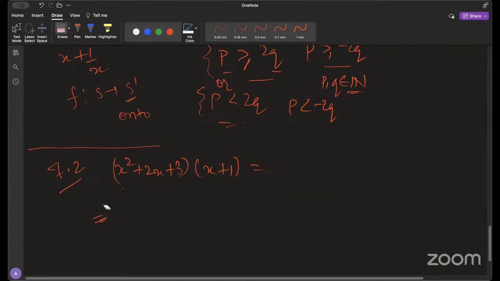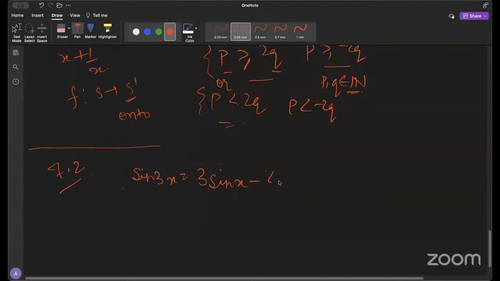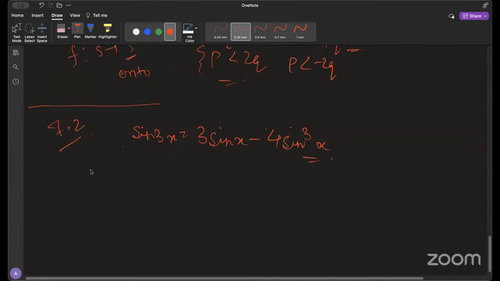Okay. Can you handle also question number 4 and 5, almost similar? I got sine 2x is equal to 2 sine x cos x, but I didn't get sine 3x is equal to 3 sine x minus sine cube x. That I didn't understand. Okay. Sine 3x is equal to 3 sine x minus 4 sine cube x. Yeah, this. And you're supposed to use the cos thing.